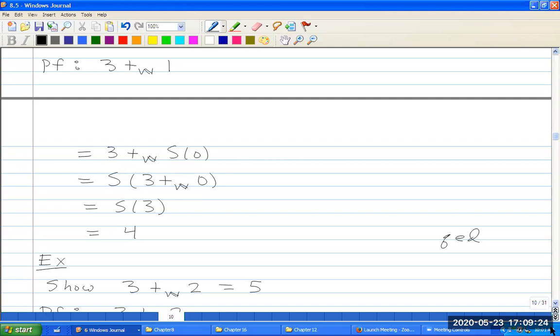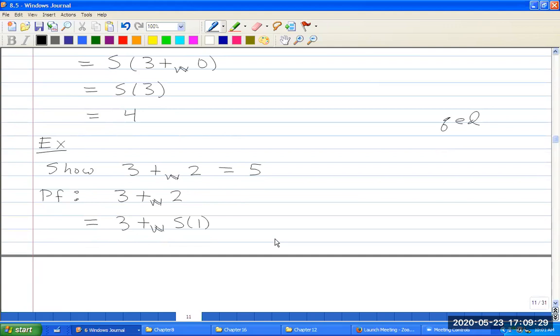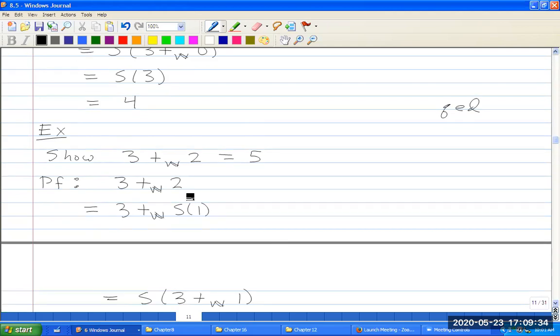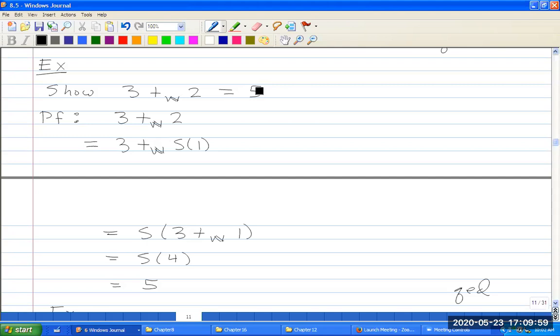Let's show that 3 plus 2 is 5. Well, the successor of 1 is 2. So this is the same as 3 plus the successor of 1. And by the above, this is the same as the successor of 3 plus 1. But 3 plus 1 we found was 4. The successor of 4 is 5. And so we've shown that 3 plus 2 is 5.